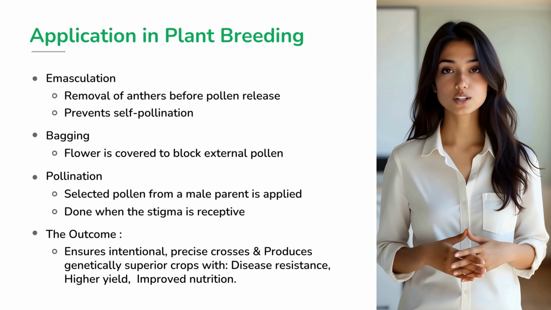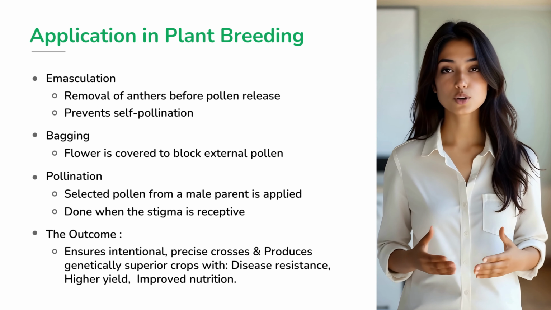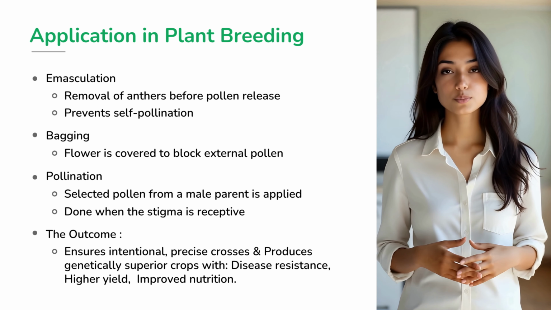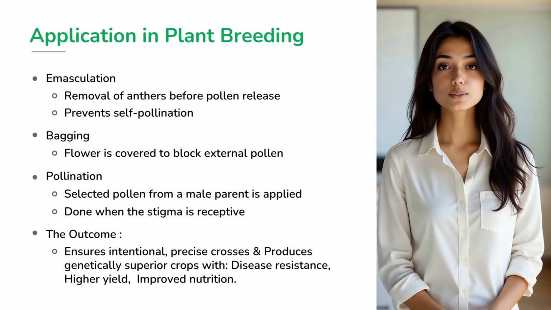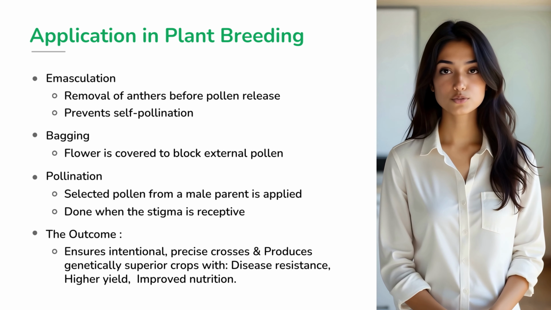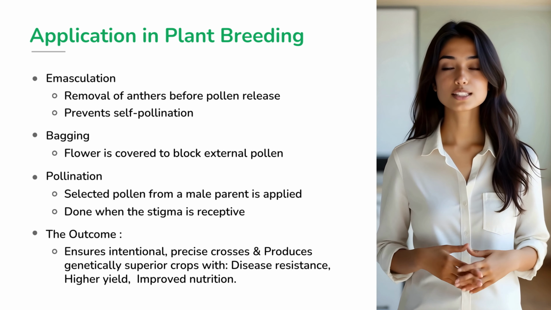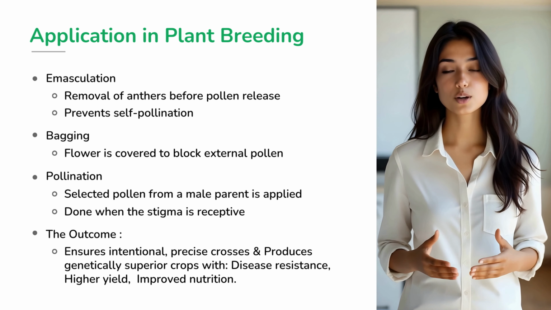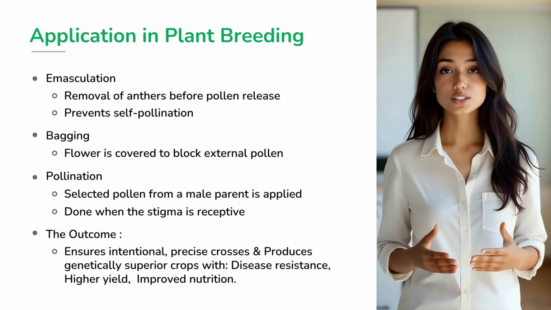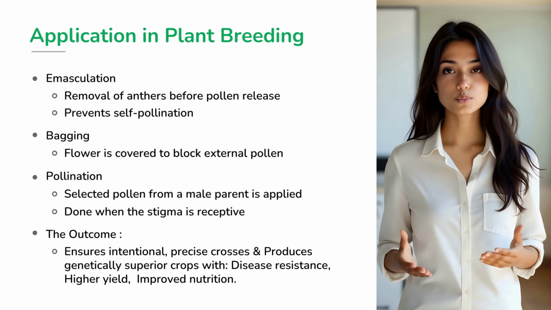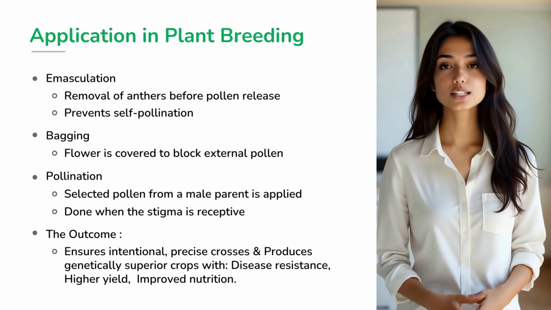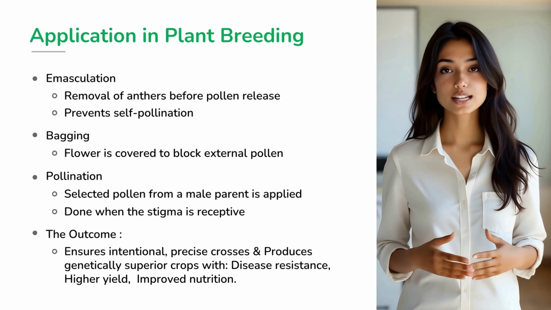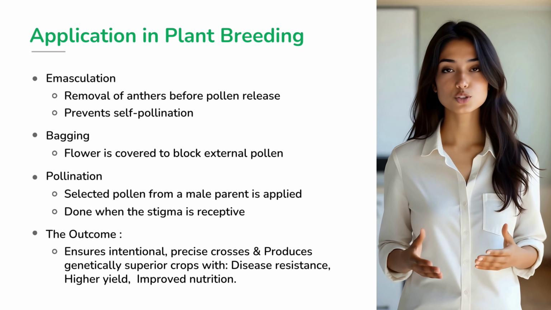In the world of plant breeding, precision matters. To create hybrid varieties, scientists use a technique called artificial hybridization, a process of controlled cross-pollination. It all begins with emasculation, gently removing the anthers from a flower before they can release pollen. This step prevents self-pollination. Next, the flower is bagged, covered with a protective layer to shield it from unwanted pollen in the environment. When the stigma becomes receptive, breeders carefully apply pollen from a selected male parent. This ensures that the cross is intentional and precisely controlled.